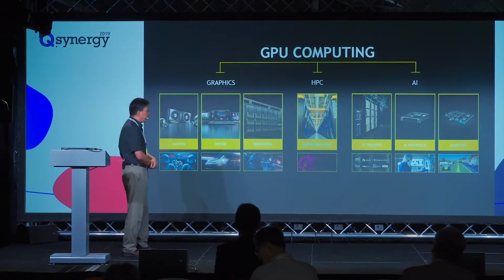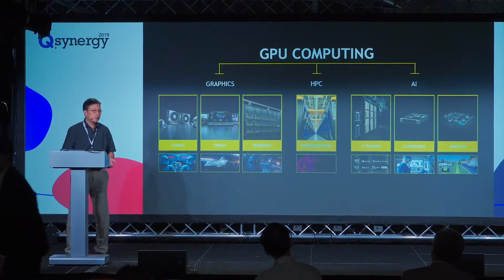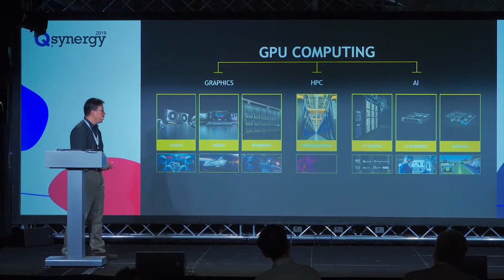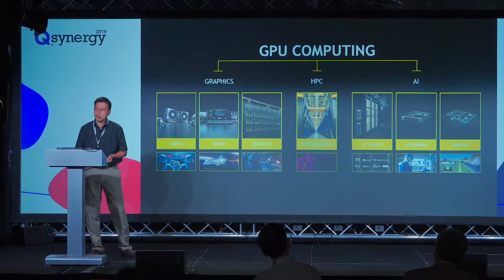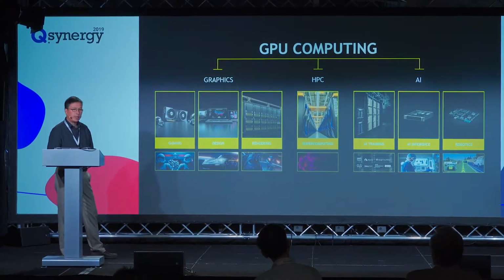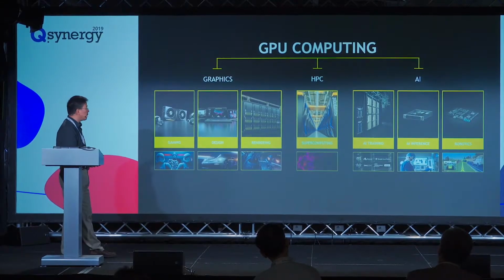In the middle, high performance computing. These are scientific simulation, financial modeling, all demand a lot of compute offered by the GPU. And of course, the AI, so I believe a lot of hyperscale customers here today are doing a lot of AI, deep learning training, deep learning inference, and also robotics applications.